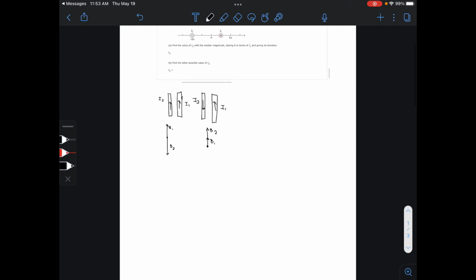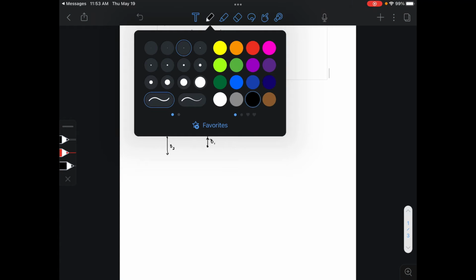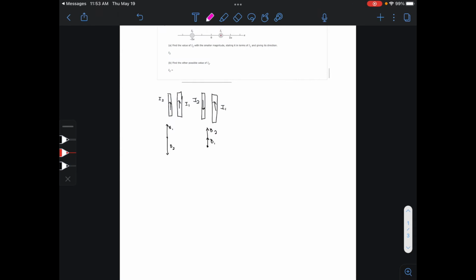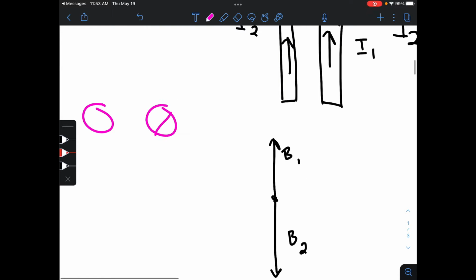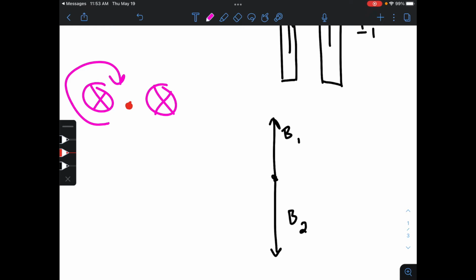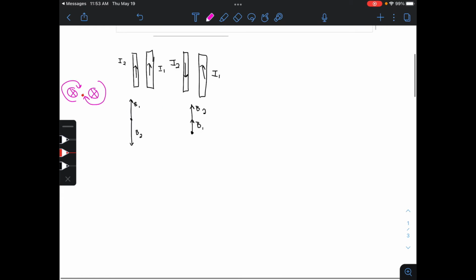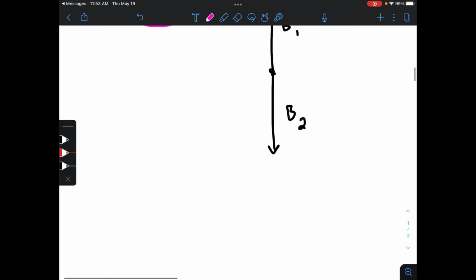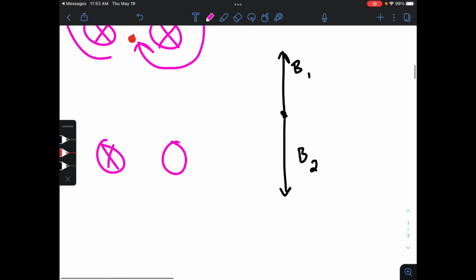Alright, and the fields on these wires when they both go into the page, and this is our point in the middle, we force this way, and then we force this way. But when one's in and one's out, that's our middle color, whatever. One in and one out, they'll both go in the same direction. Right?